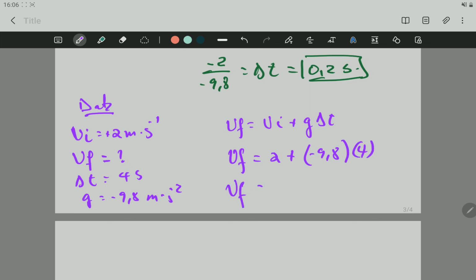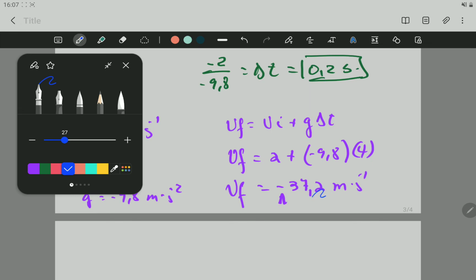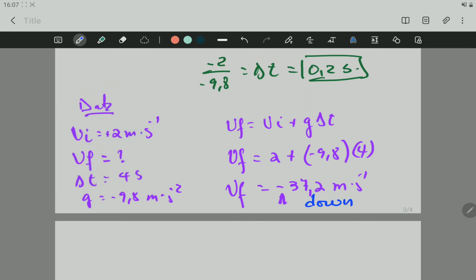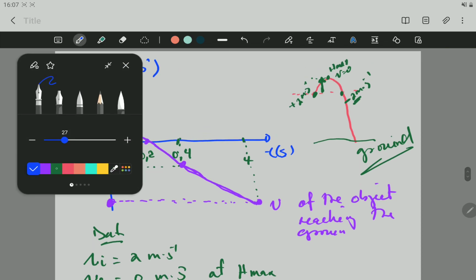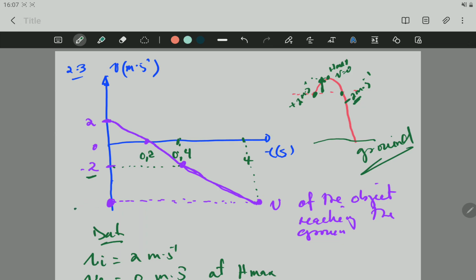And the answer here, you can check the calculations, is minus 37.2 meters per second. Remember, the minus here means that it is down. That is the meaning of the minus. So the answer could be 37.2 meters per second down. So here in the graph, this number here will then be minus 37.2, but it was not asked. So this is the graph from the starting point to the final point.